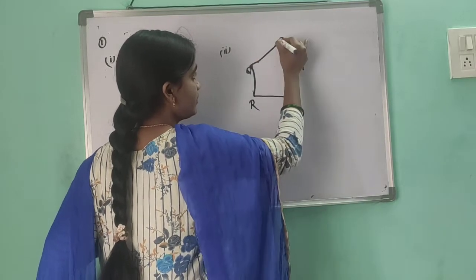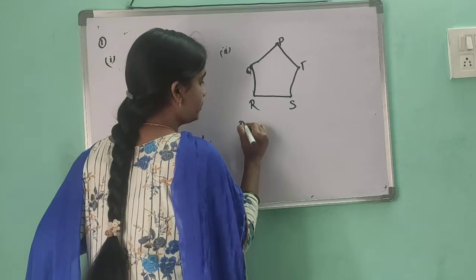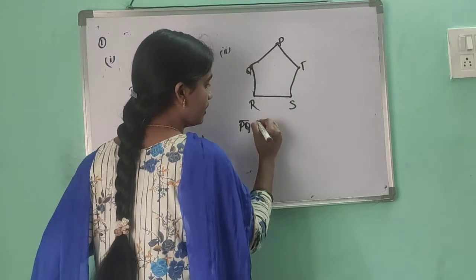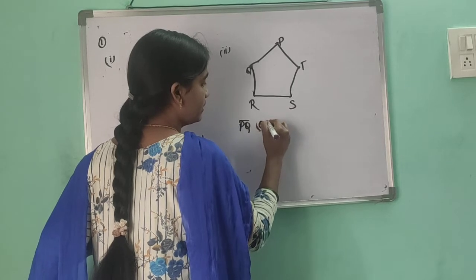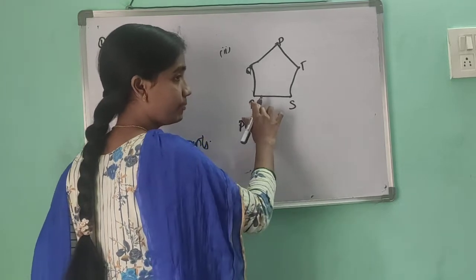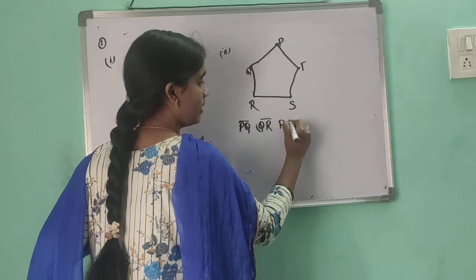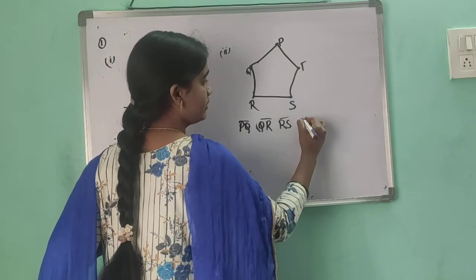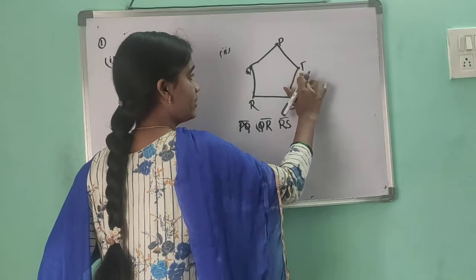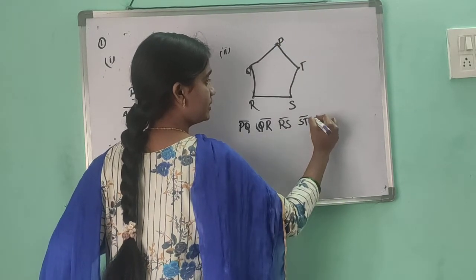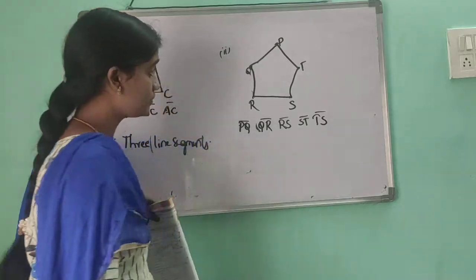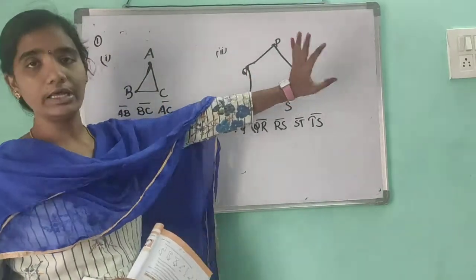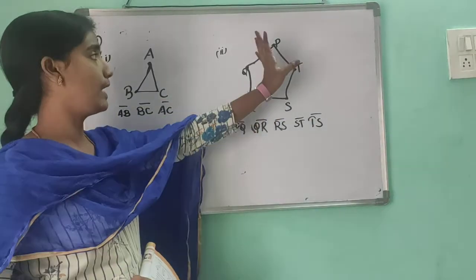So that means 1 point to 1 point, PQ bar, or Q bar. Then QR bar, start with 1 point to end with 1 point, RS bar. Start with 1 point to end with 1 point, ST bar. Start with 1 point to end with 1 point, TS bar. So by using the given points, we have to join like this.